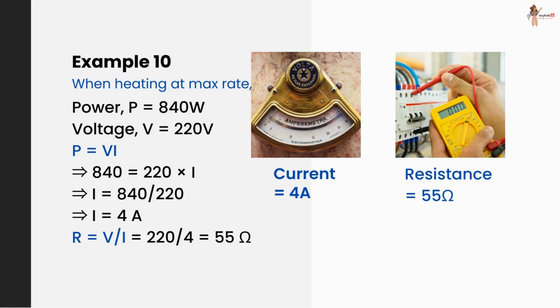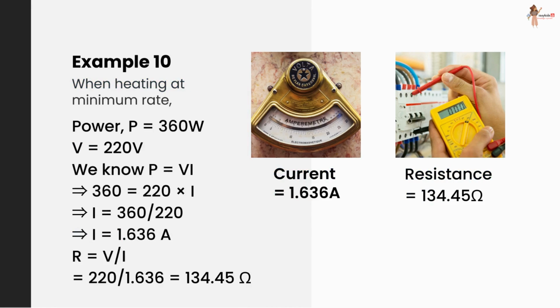When heating at max rate, power is 840 watts, voltage is 220 volt, and we know that P is equal to VI. 840 would be equal to 220 into I, which gives us I as 4 amperes. R is V upon I, so it will be 220 upon 4, which is 55 ohms. So current is 4 amperes and resistance is 55 ohms.